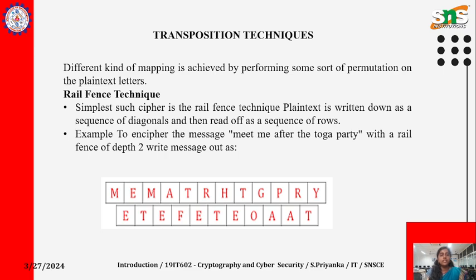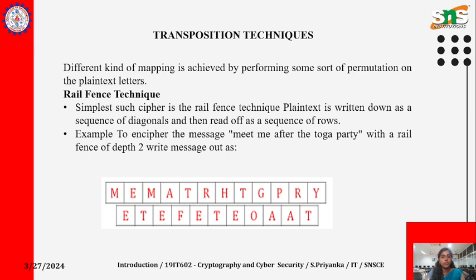The Rail Fence technique is the simplest such cipher, in which the plain text is written down as a sequence of diagonals and then read off as a sequence of rows. Here the sequence of diagonals is written and it is read as a sequence of rows. Example: to encipher the message "meet me after the toga party" with a depth of 2, write the message out as follows.